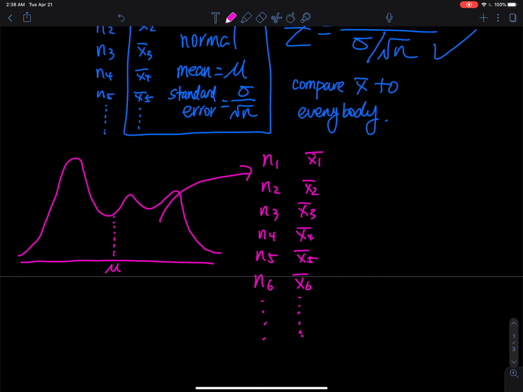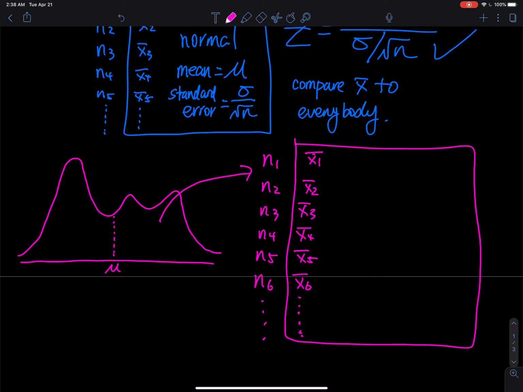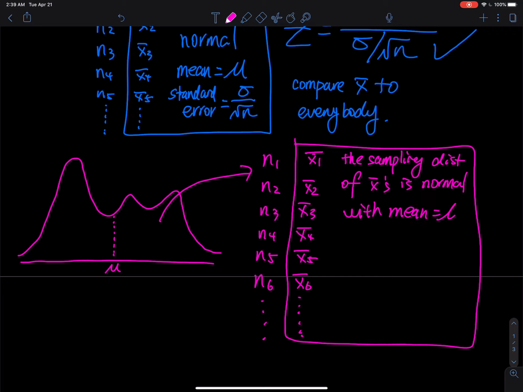Now, what is the distribution of these x bars? The sampling distribution of these x bars is normal with mean equals mu and then standard error. For standard error, from now on you can use SE, standard error equals sigma divided by square root of n.